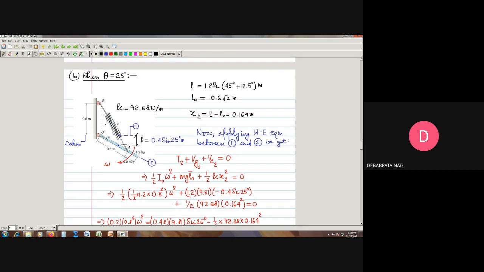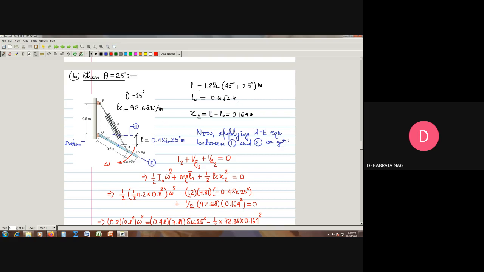So this is the figure that we have again repeated for your convenience. Now we take theta equal to 25 degree. We need to mention here that theta is equal to 25 degree in this case, and we have some angular velocity. Obviously that angular velocity is going to be clockwise in nature. So again we simply calculate for theta equal to 25 degree what will be the length of the spring.